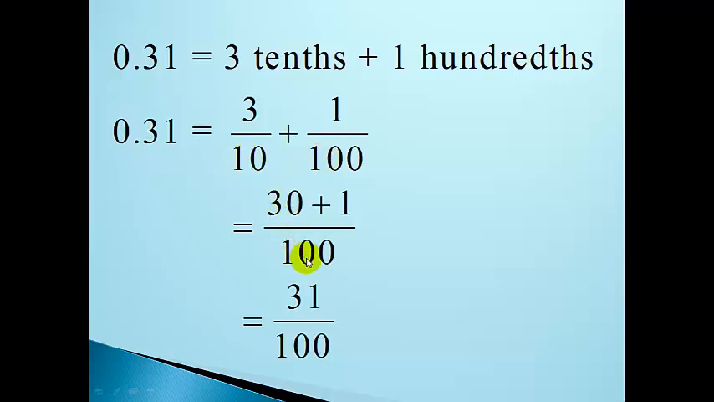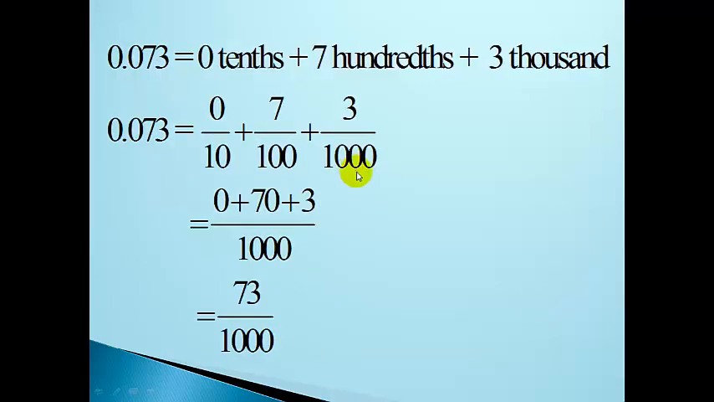10 goes into 100 10 times, and 10 times 3 is equal to 30, plus 100 goes into 100 once, and 1 times 1 is equal to 1. So we have 30 plus 1, which is equal to 31, divided by 100. This means that 0.31 is equal to 31 divided by 100.